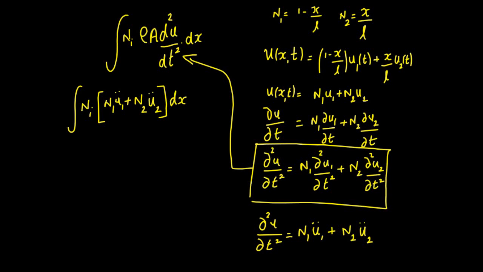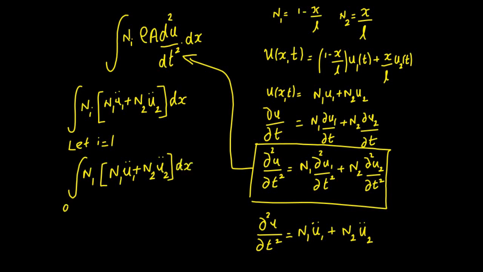Now we have two shape functions. So what I'm going to do is let i equal 1. If I let i equal 1, then Ni becomes N1. So it becomes the integral of N1 into (N1 u1 double dot plus N2 u2 double dot) dx. Of course, I'm integrating over the entire length of the small piece of the bar.